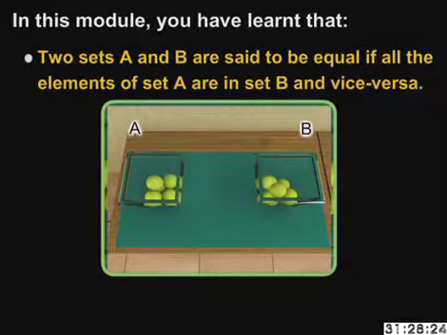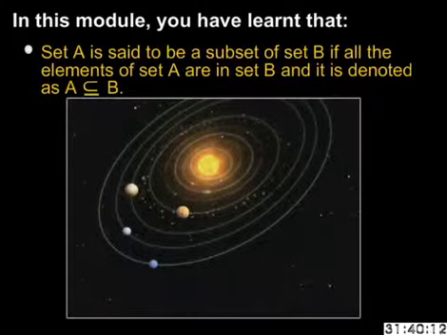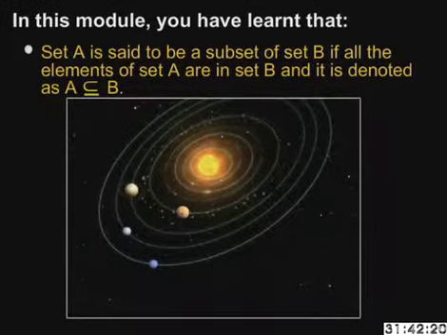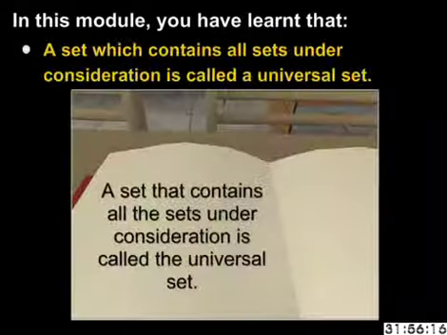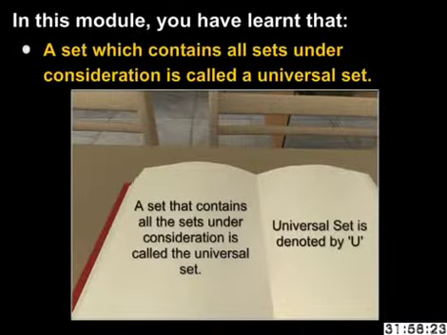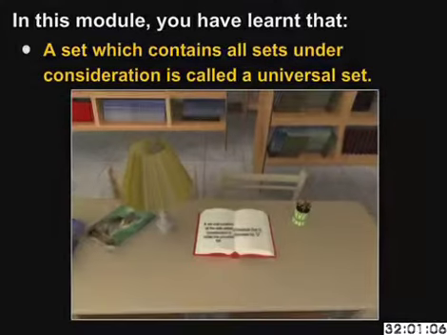Two sets A and B are said to be equal if all the elements of set A are in set B and all the elements of set B are in set A. Set A is said to be subset of set B if all the elements of set A are in set B and it is denoted as A subset of set B. Set of all subsets of a given set is called its power set. A set which contains all sets under consideration is called a universal set.